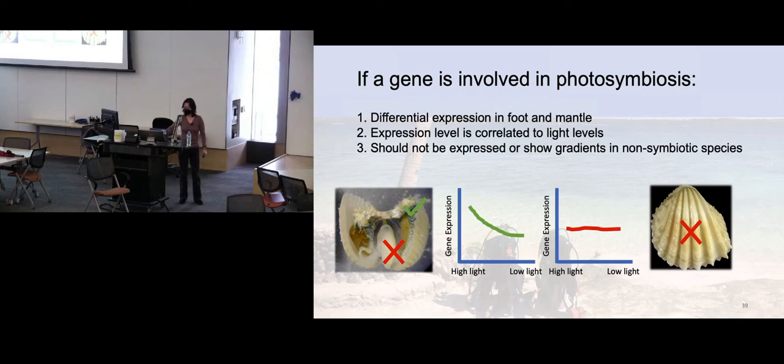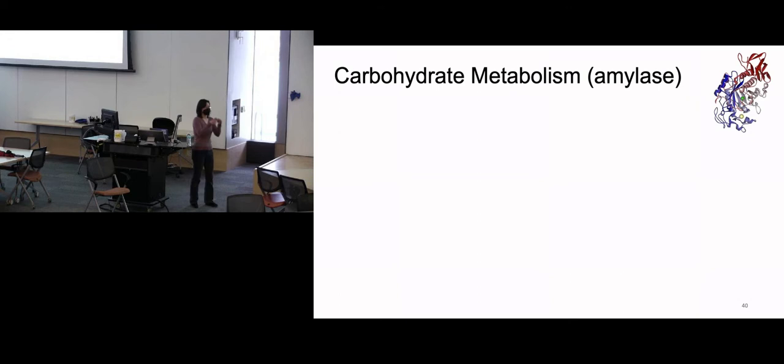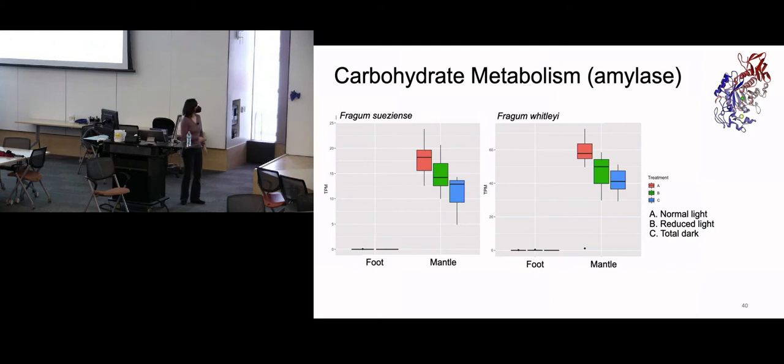So what is the first gene that we found that exactly follows this pattern? It's the amylase. Remember, that's the gene we found from the initial filtering that's shared between symbiotic species. I'm showing two examples of its expression. Suiziens is the deep symbiotic species, Wiley-I is the shallow one. You can see that in the mantle tissue, expression of this gene is high in the normal light, decreases in the reduced light, and in the dark it has the lowest expression. It follows a nice gradient for both symbiotic species. In the foot tissue, there is no expression of this gene.